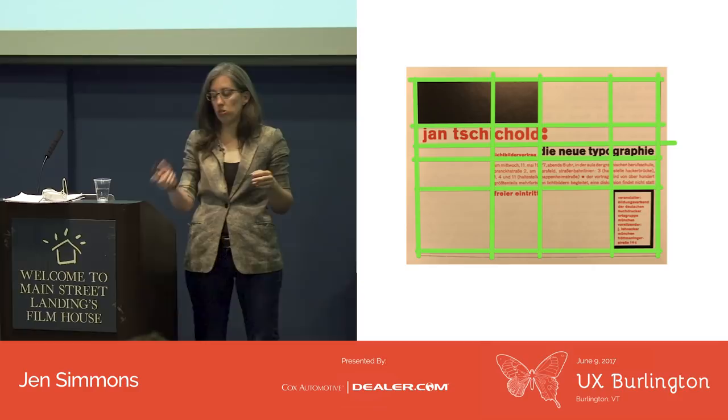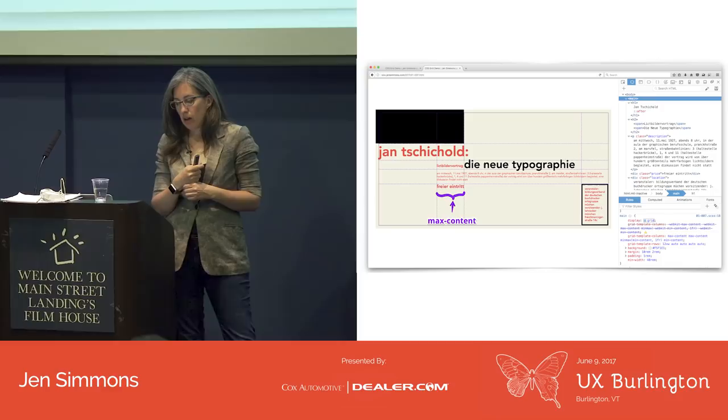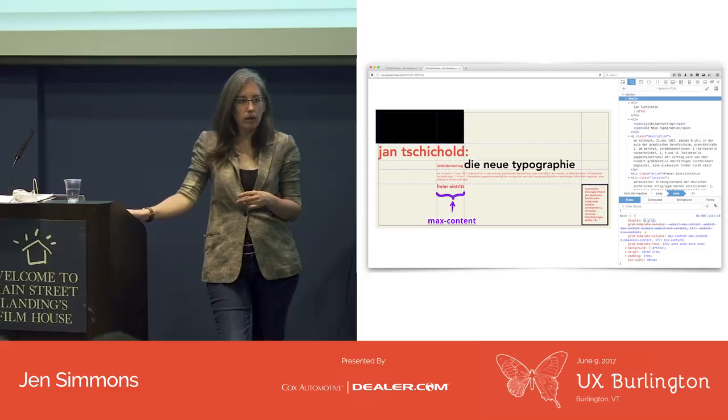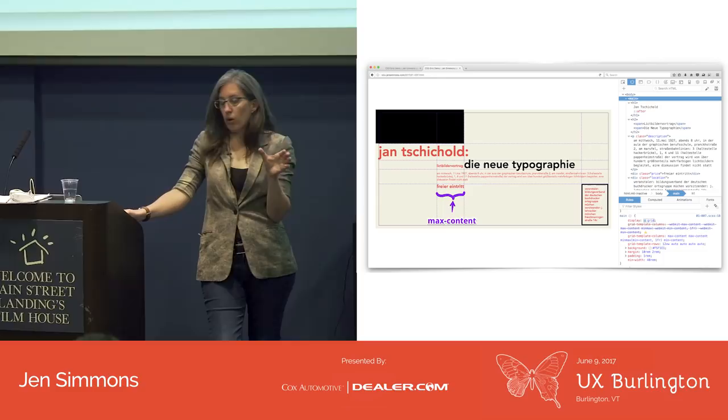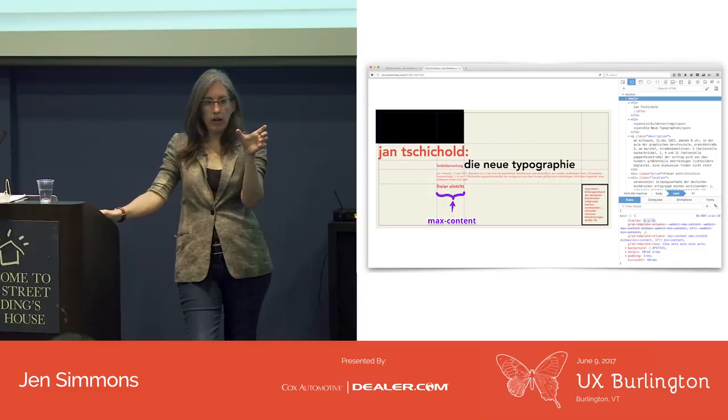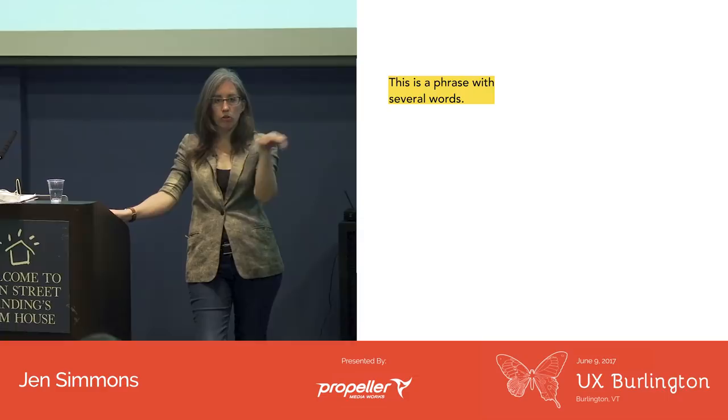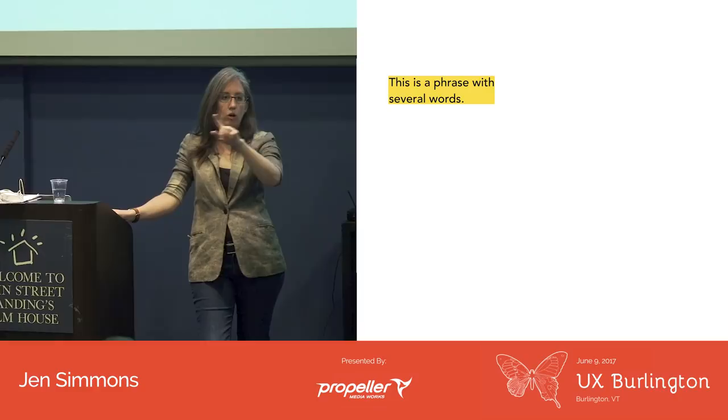So here I made it, there it is in a web page. What I did is I used the sizing of max content on that second track so that it will have the beginning and the end always be the beginning and the end of that phrase, free entry in German. So what the heck is max content? If you have a phrase of words and you put them into a box that has a certain size, if there are enough words, they'll just go ahead and wrap.